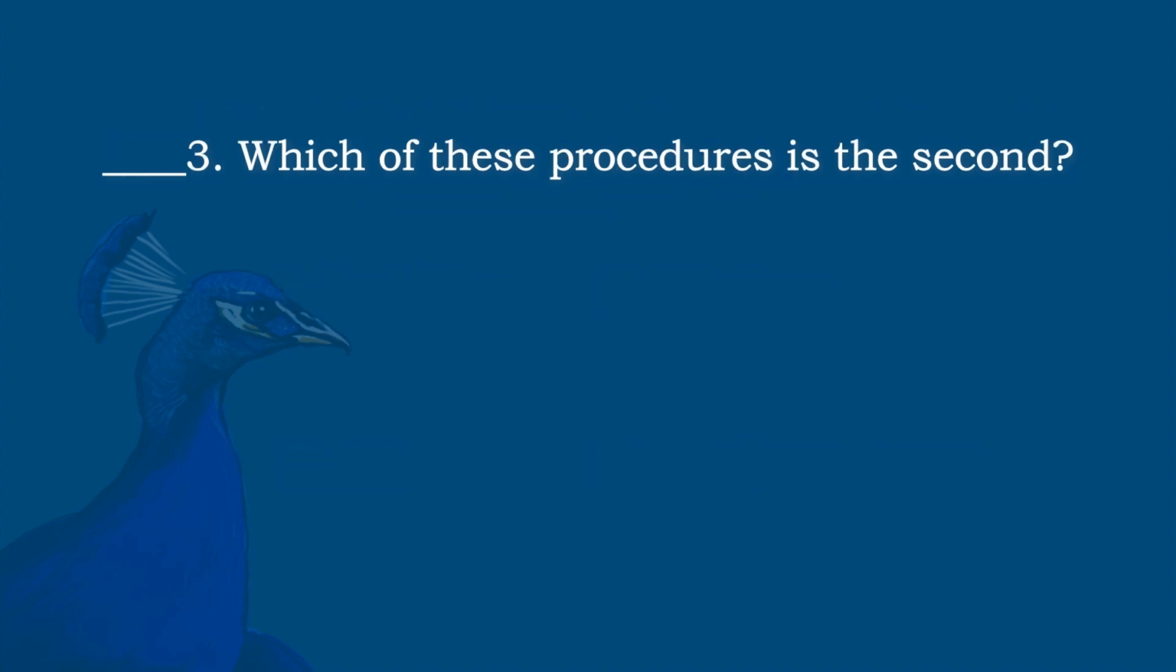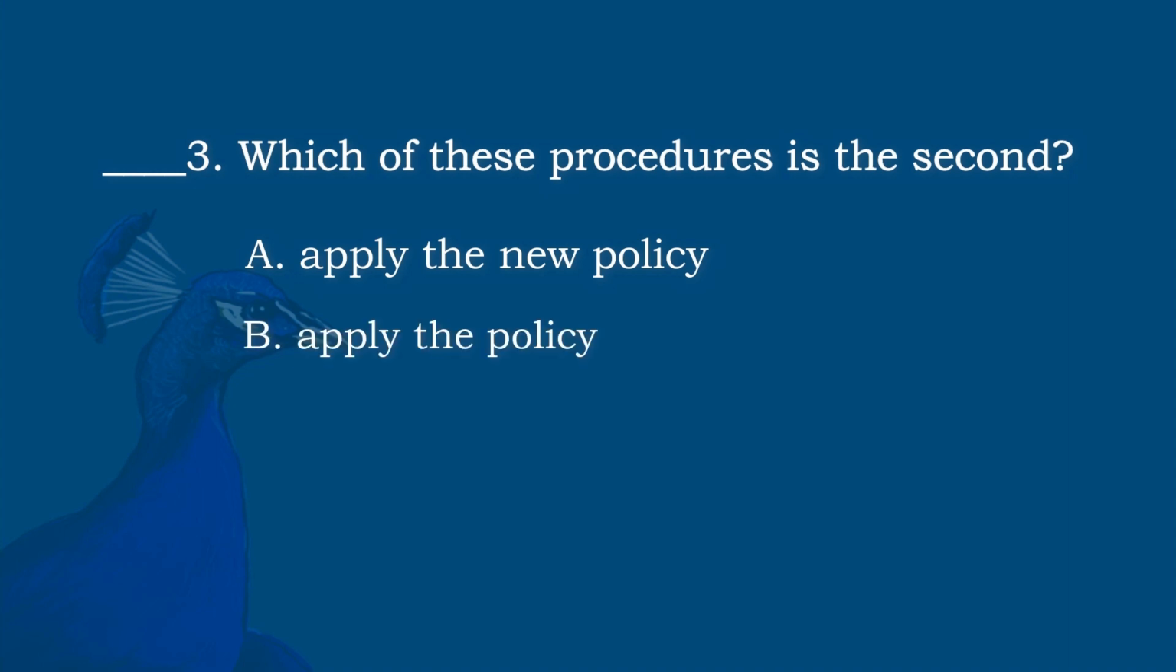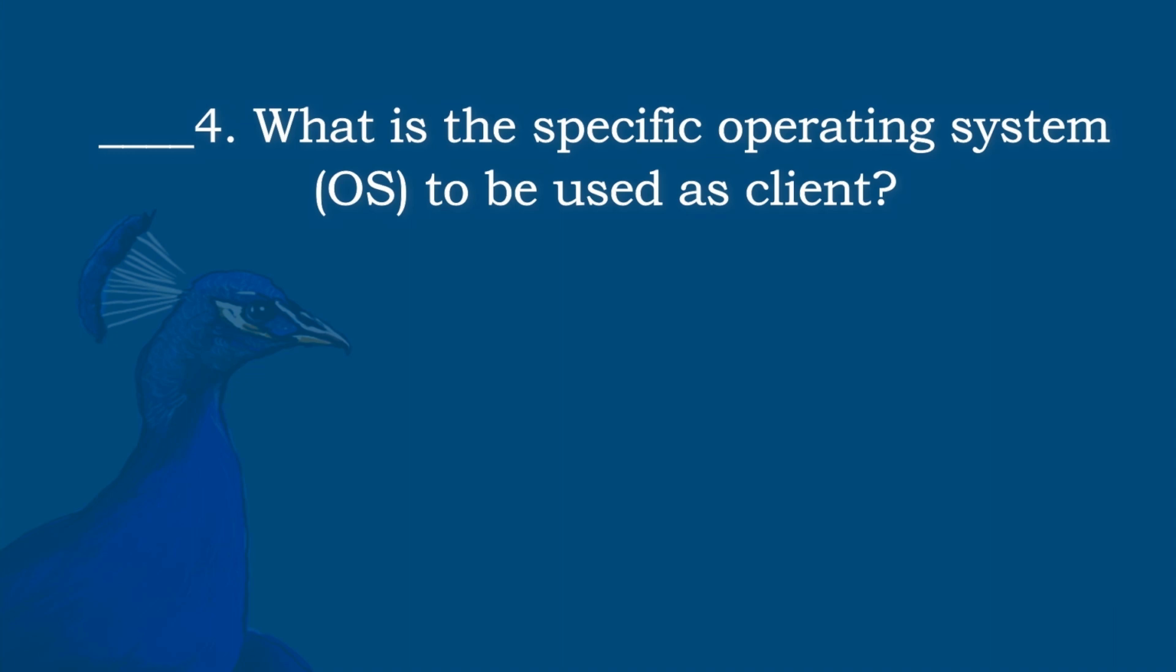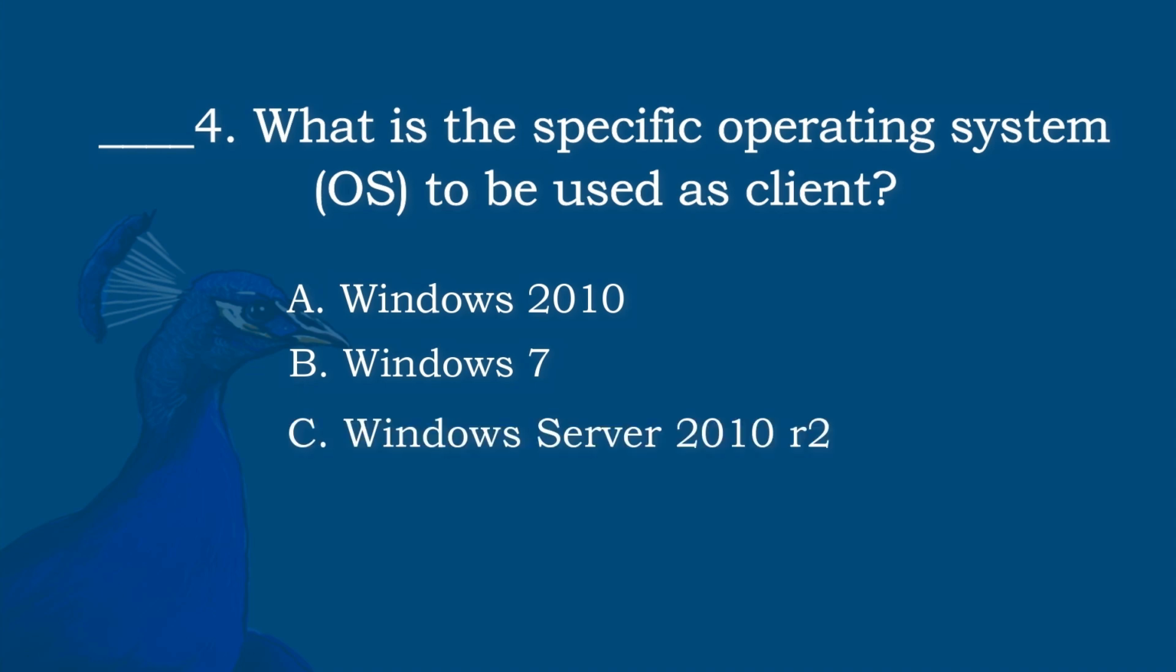Number 3. Which of these procedures is the second? A. Apply the new policy. B. Apply the policy. C. Deploying printer. Or D. Share local printer. Number 4. What is the specific operating system to be used as client? A. Windows 2010. B. Windows 7. C. Windows Server 2010 R2. Or D. Windows XP.